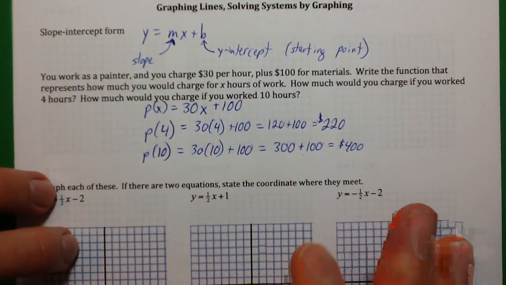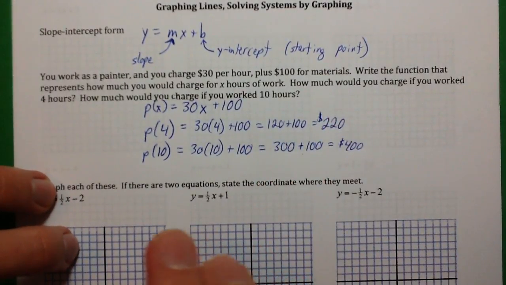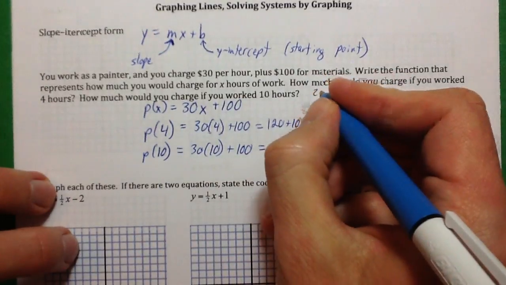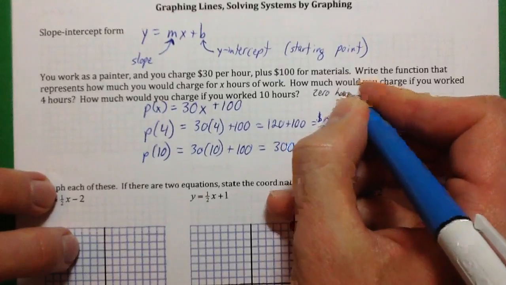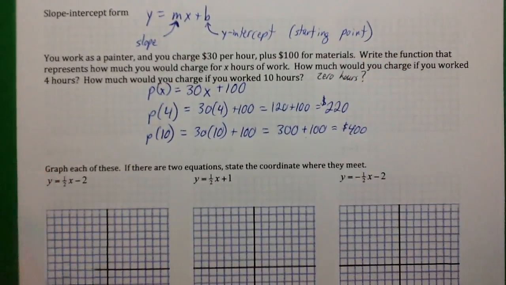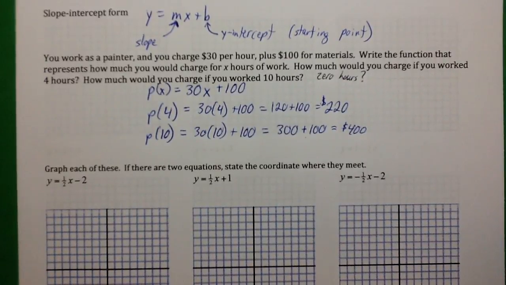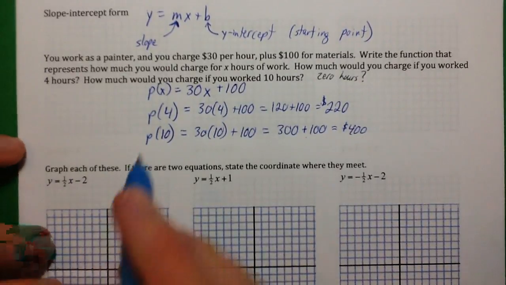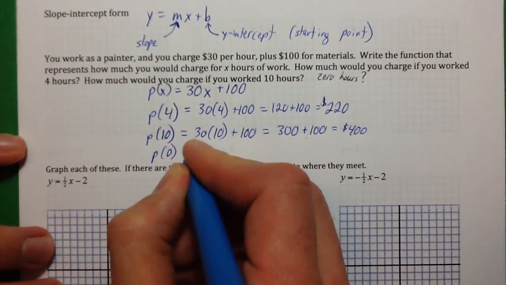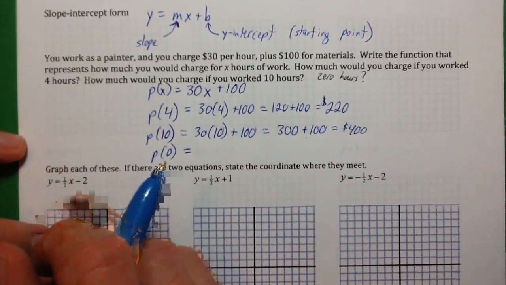So let's actually answer a question that's not on here. How much would I charge if I worked 0 hours? Let me write that down. So 0 hours. It's not really worded like a question, but if I work 0 hours, how much would I charge you? Well, if I work 0 hours, you probably shouldn't pay me anything, but let's be realistic. Based on the way the function is written, you order a paint job and then you cancel at the last minute. Well, you know what?